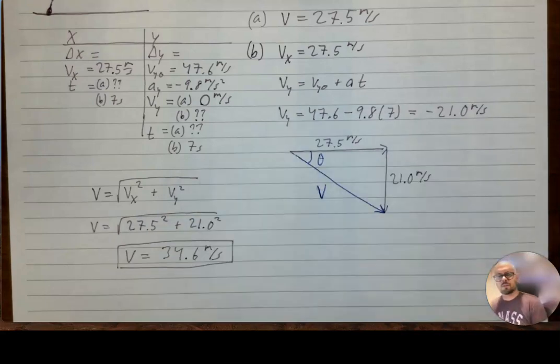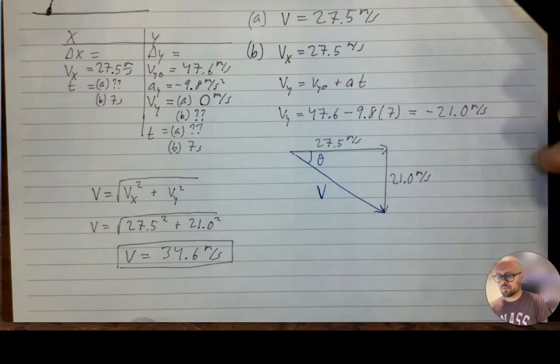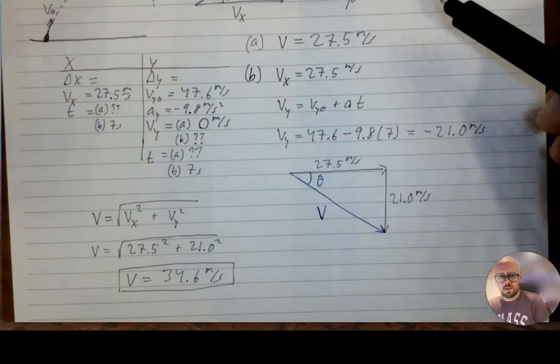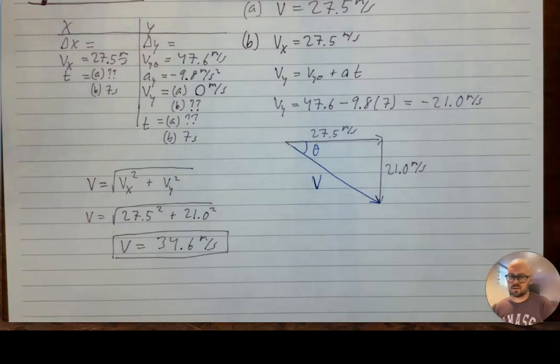Okay, and just like an object going up and down a hill, on the way up the hill, the object slows down because of gravity, and on the way down the hill, it speeds up. So its speed at the top of its trajectory was 27.5, and once it reaches this 7-second mark, it's going faster than that. It has two components of motion that we had to put together to finish the problem, and that is that.